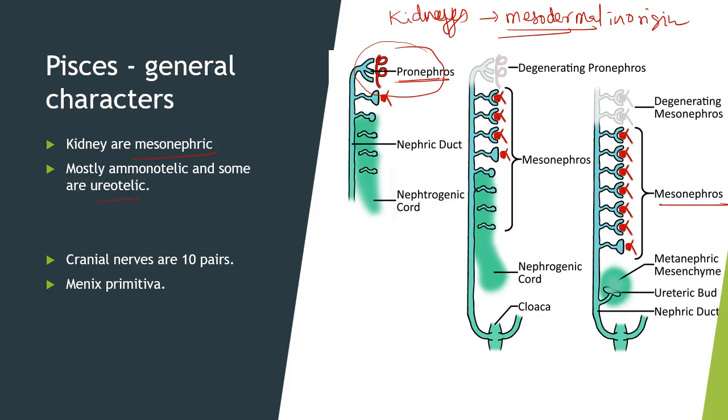Mostly cartilaginous fishes are ureotelic. So ureotelic example, cartilaginous fishes, మృదులాస్థి చేపలు ఈ యొక్క యూరియాని విసర్జిస్తూ ఉంటాయి. And from the brain there are 10 pairs of cranial nerves which come out.